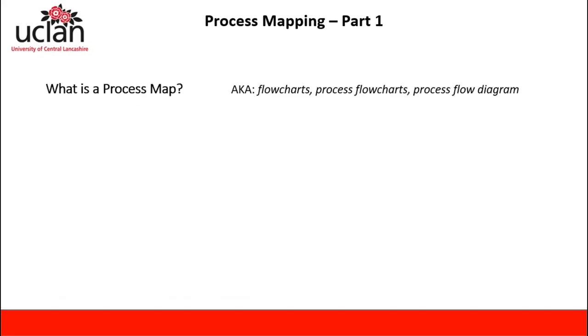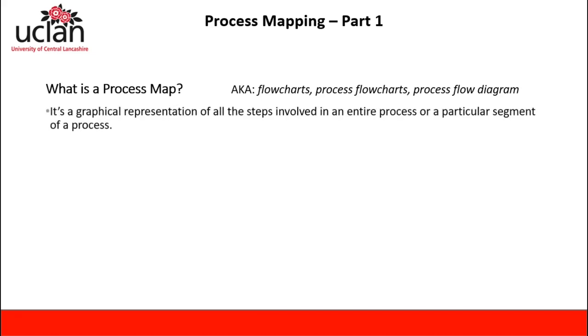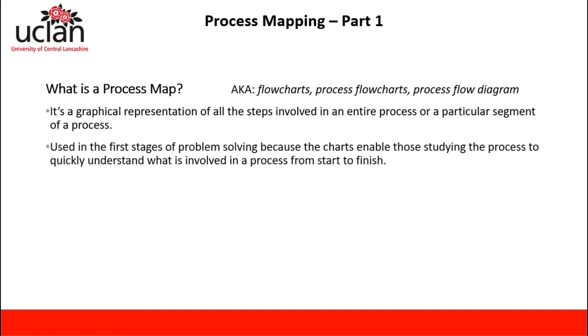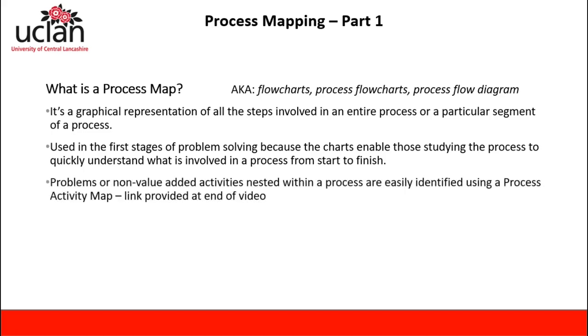So what actually is a process map? Well, some people refer to them as flowcharts, process flowcharts, or even process flow diagrams, but it's essentially a graphical representation of all the steps involved in an entire process or a particular segment of a process. It's used in the first stages of problem solving because it enables those studying the process to quickly understand what's involved in the process from start to finish. And problems or non-value added activities nested within a process are easily identified using a process activity map. And I'll provide a link at the end of this video so you can download a map yourself and have a go on using it in your own company.